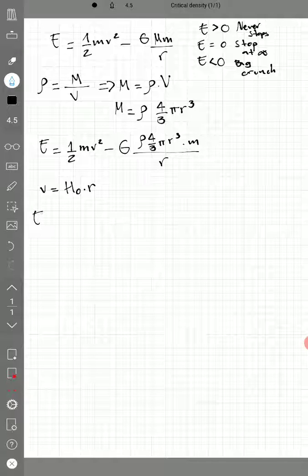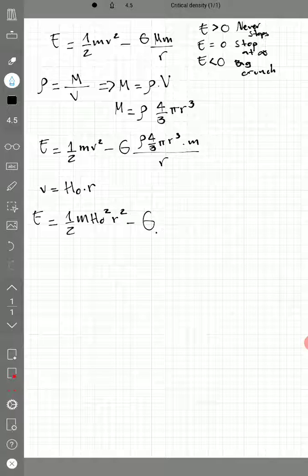So I can incorporate that into my energy equation and say that this is 1/2 m H0 squared times r squared minus, and I'm going to try and rewrite this as G rho 4 pi r squared m over 3, right? So I think I got all the terms there, and obviously I'm doing that because this r cancels with this and gives you a 2. So I get G rho 4 pi r squared m over 3. Yes, that's right.